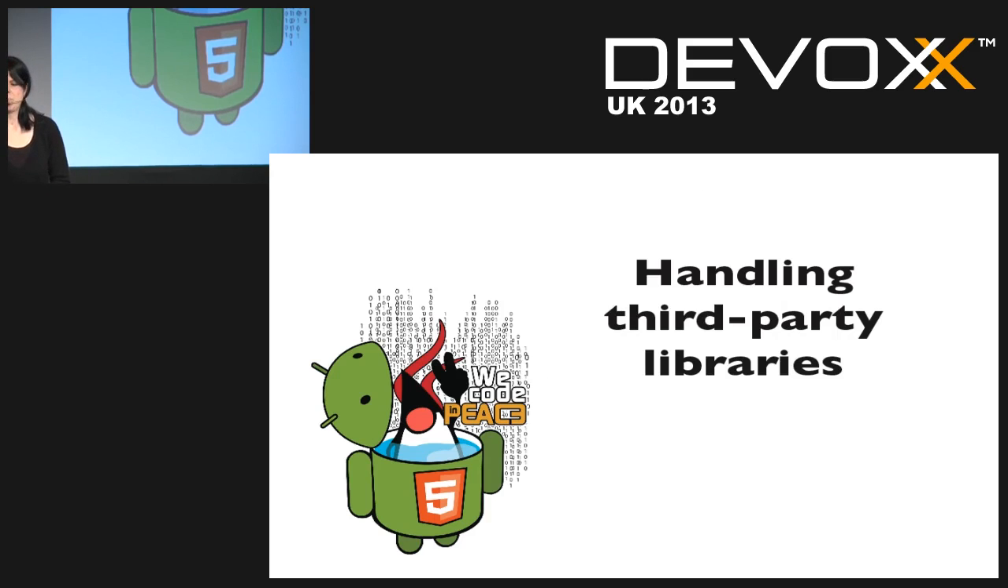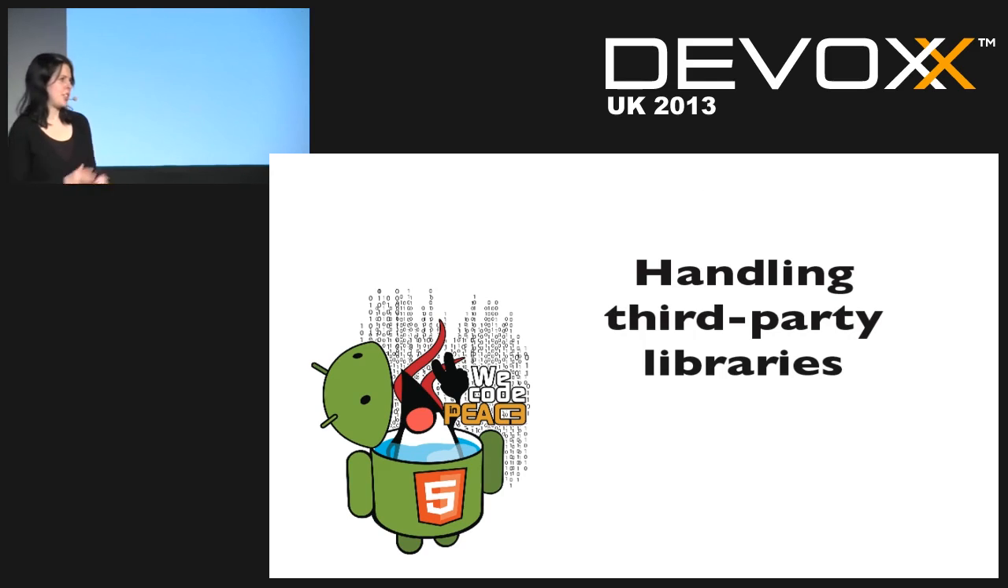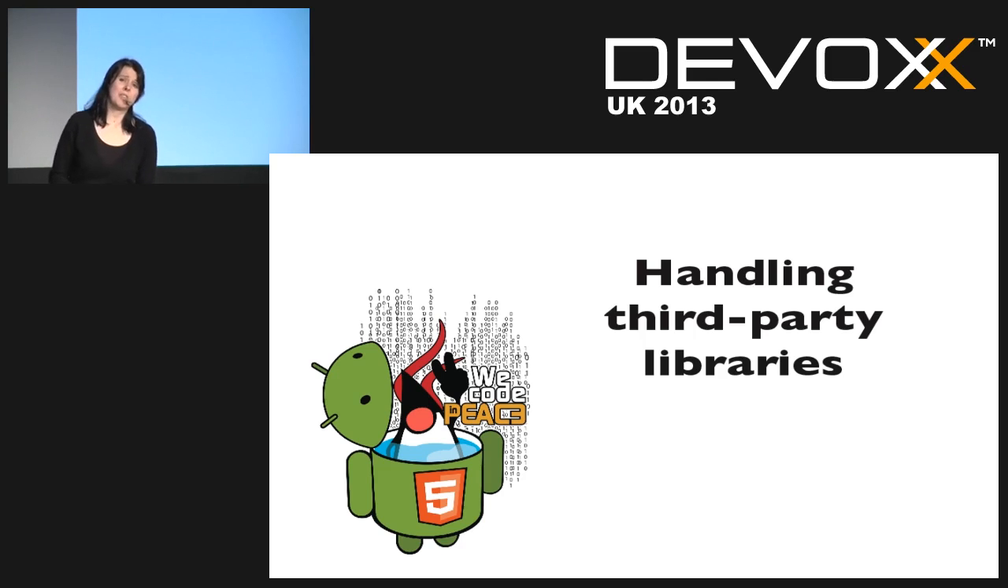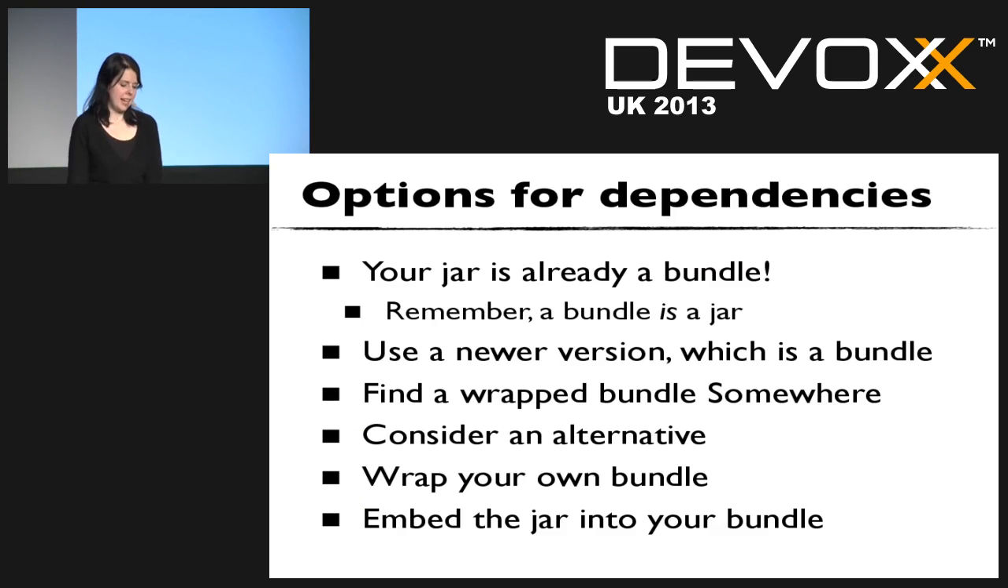So what do you do when you have third-party libraries? You're sold on OSGi now, but unfortunately, the rest of the world isn't all using OSGi. How do you go about it? In a lot of cases, you see posts on forums where someone says, where can I find a bundle version of this library? And the answer comes back, that library is already a bundle, you just hadn't noticed. So that's pretty easy. Sometimes the version you're using isn't a bundle, but the next version up is a bundle. That makes it pretty easy.